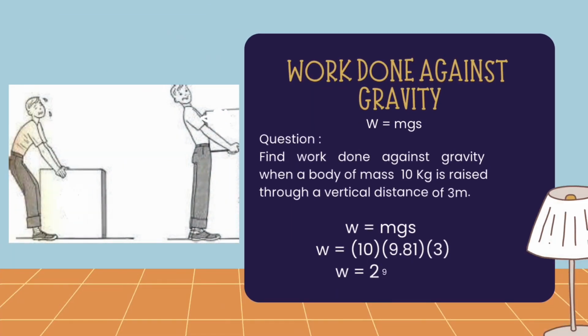Next is work done against gravity. The formula is W equal to mgs, where m is mass, g is gravity and s is displacement. For example, find work done against gravity when a body of mass 10 kg is raised through a vertical distance of 3 meter. In this question, the mass is 10 kg, the gravity value is 9.81 and the displacement is 3 meter. Use the formula and you will get work equal to 194.3 joule.